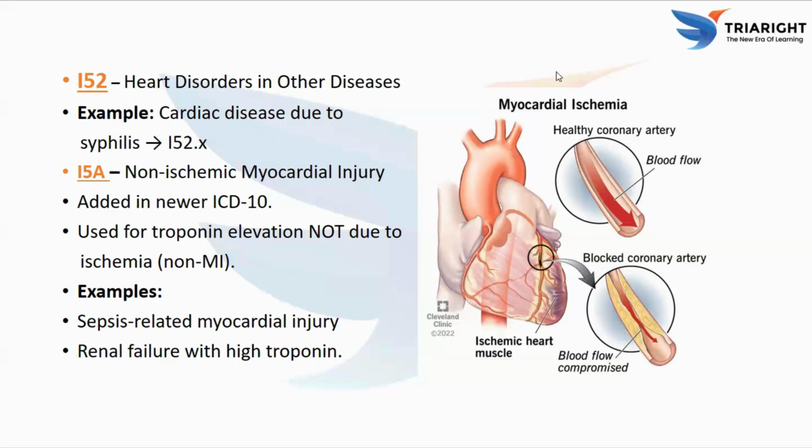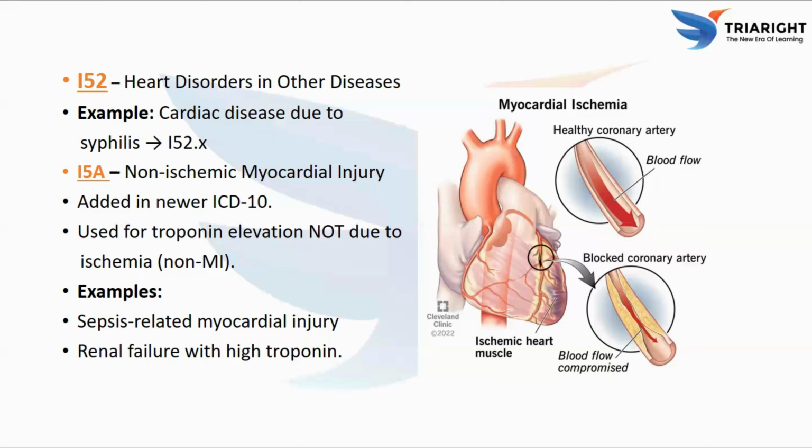I5A is a non-ischemic myocardial injury. This is a newer ICD-10 code. It was added to help separate heart injury that is not caused by ischemia. The name itself tells you it is non-ischemic. What happens is that troponin is elevated but not due to myocardial infarction. There is no coronary blockage, no ischemia, and this is sometimes called non-MI troponin elevation.